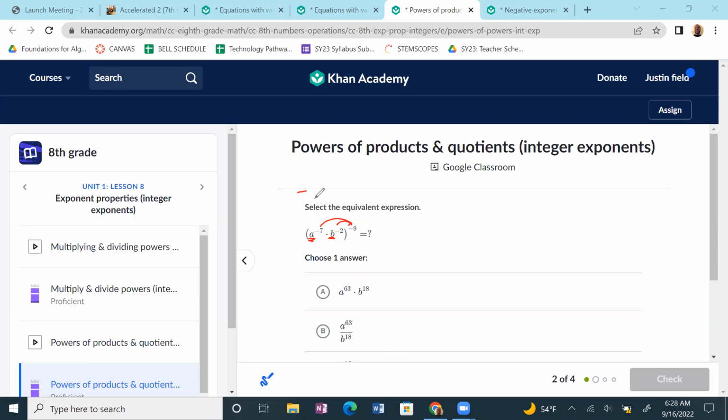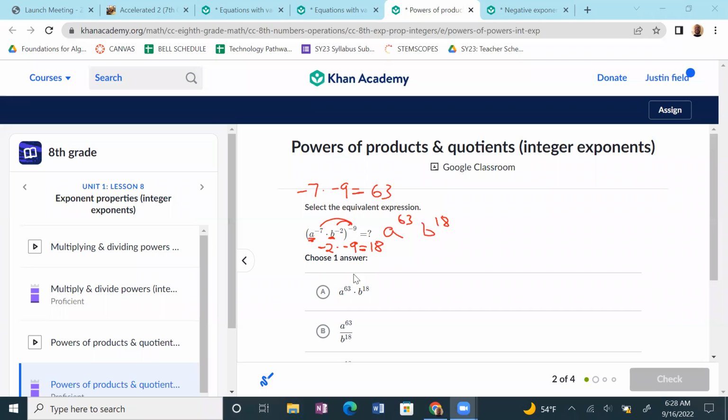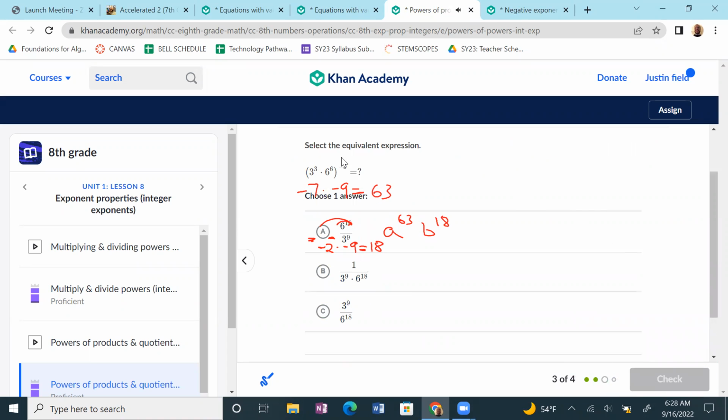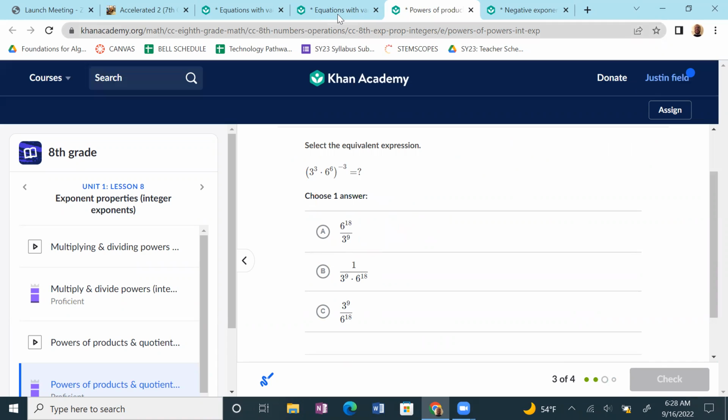So -7 times -9 is 63. So we're going to have a to the 63rd. And then -2 times -9. What is that? Is that not 18? So b to the 18. Oh, that's A. It's sitting there right in front of me. And it says choose one answer. So there we go. Oh, wow. That's the exact same thing. We're not going to do it.